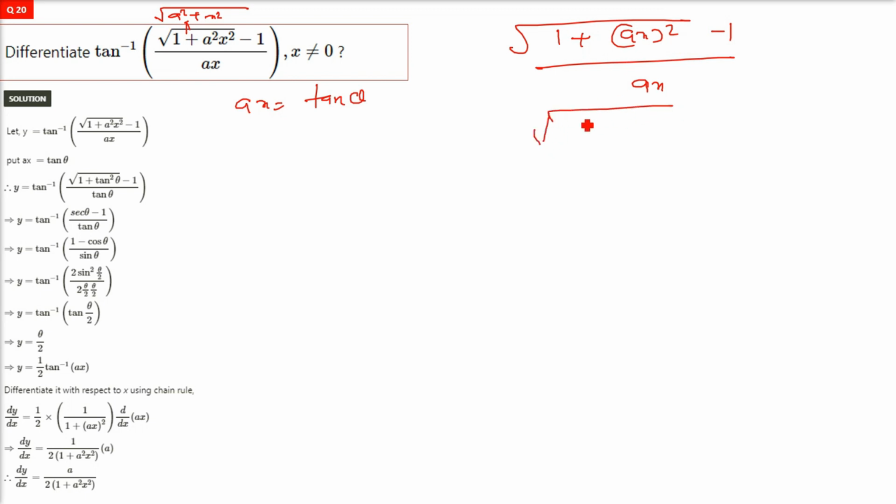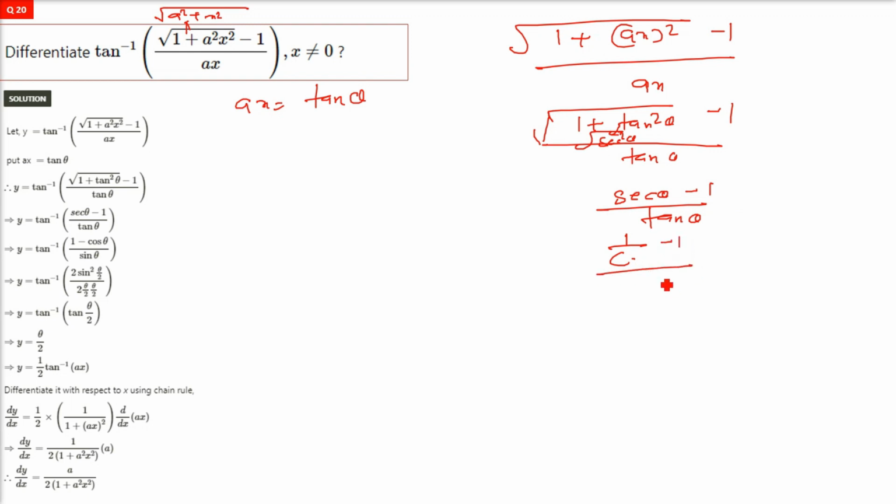So what you'll get inside: under root 1 plus tan square theta minus 1 divided by tan theta. 1 plus tan square theta is what? Sec square theta. So it will be under root sec square theta, which will be sec theta only. So sec theta minus 1 by tan theta. Write it as 1 by cos minus 1 divided by sin by cos for tan. So this will become 1 minus cos theta divided by cos theta, divided by sin by cos. Cos gets cancelled. So 1 minus cos theta by sin theta.